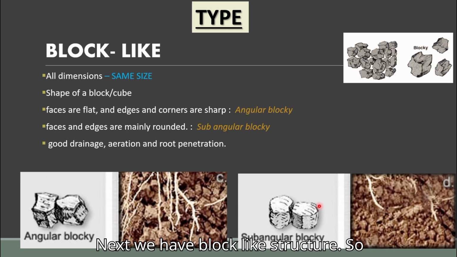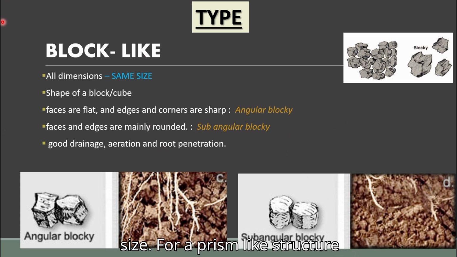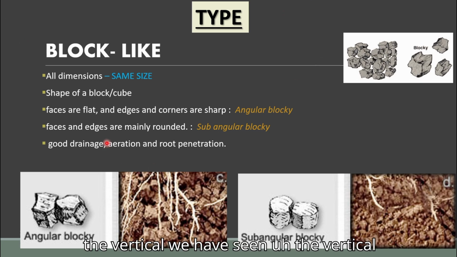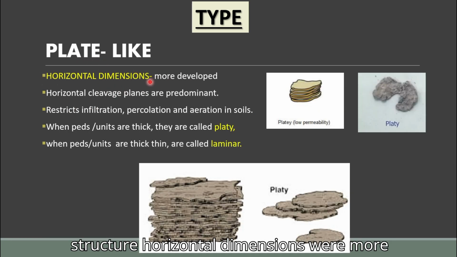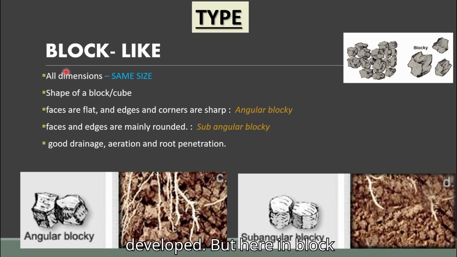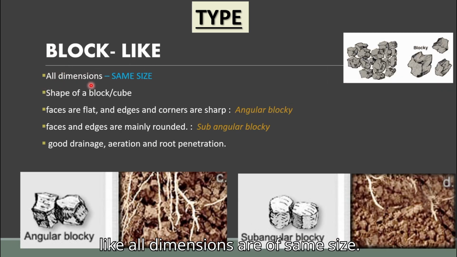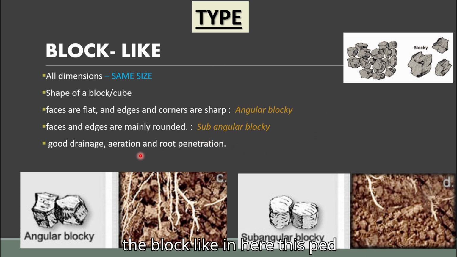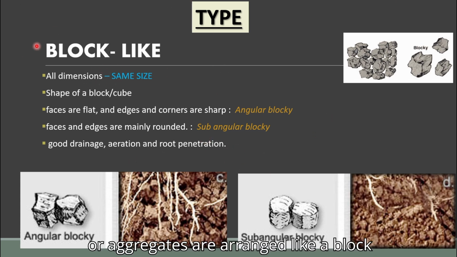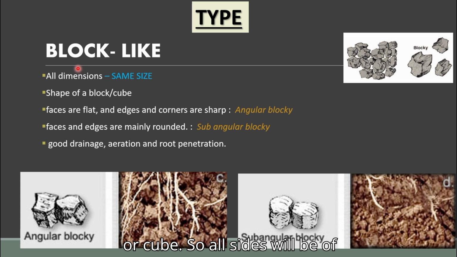Next we have block-like structure. Here all the dimensions are of the same size. For a prism-like structure, we have seen the vertical axis was more developed. For plate-like structure, horizontal dimensions were more developed. But here in block-like, all dimensions are of the same size. We know what a cube is: all its sides are equal. Like that, in block-like structure, the peds or aggregates are arranged like a block or cube.